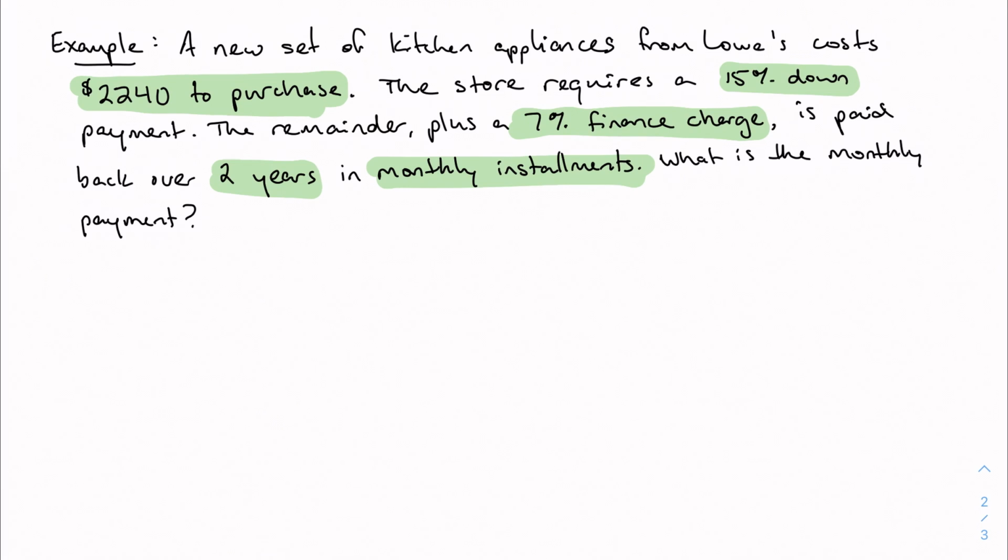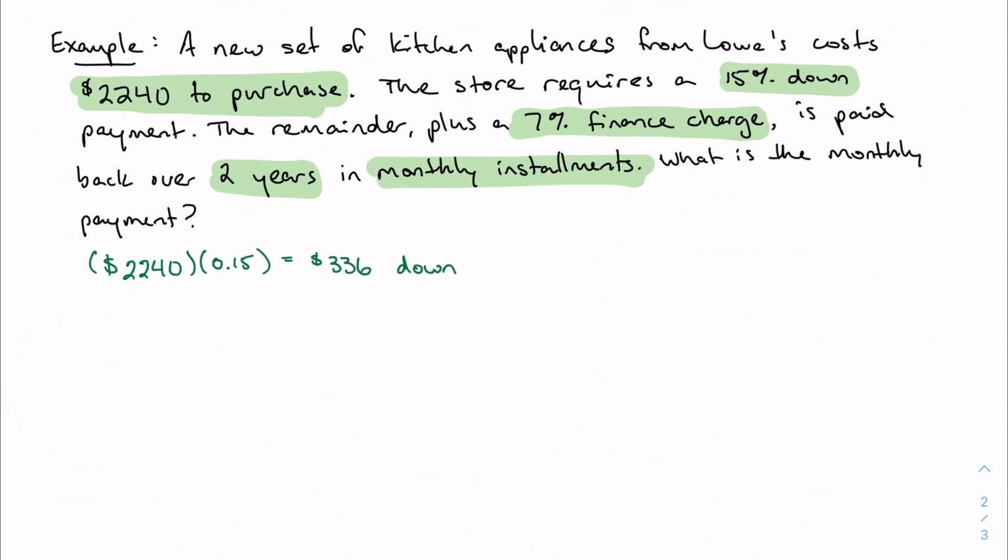So I have a $2,240 set of kitchen appliances, and the store requires a 15% down payment. So it would probably help us to figure out what 15% of 2,240 is. And I have $336 written down. So that's how much I'm going to put down up front. Tell them, yeah, I'm going to pay this off. I promise you I'm going to pay this off. And to prove that, I'm going to give you some money.